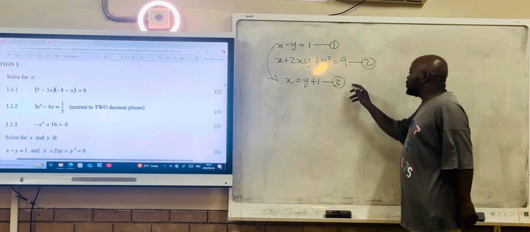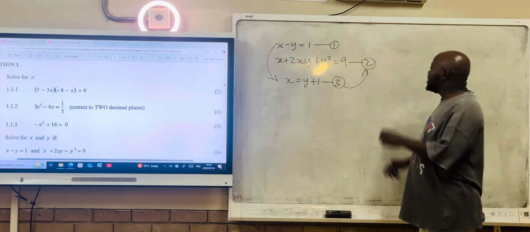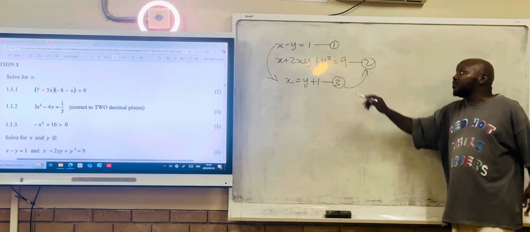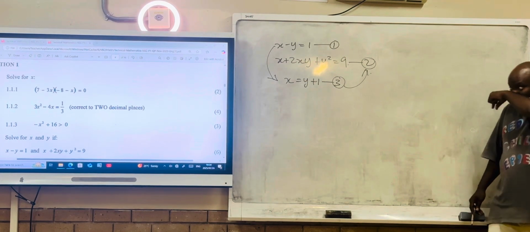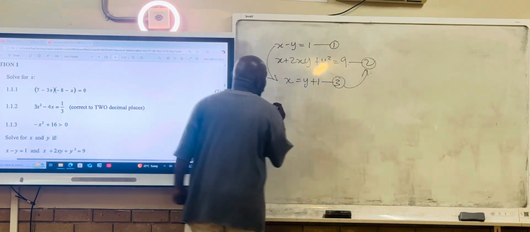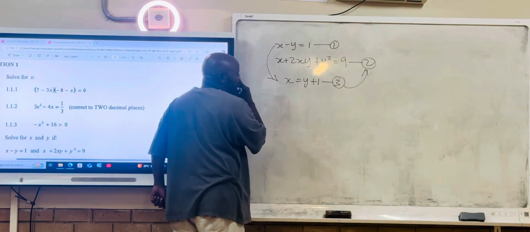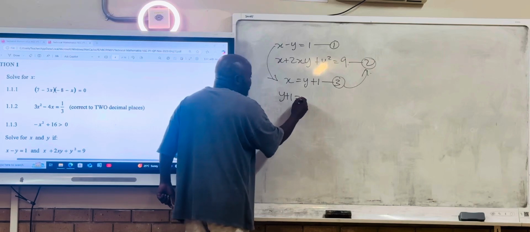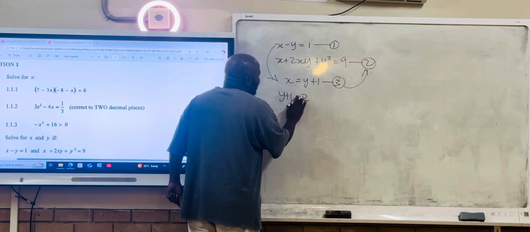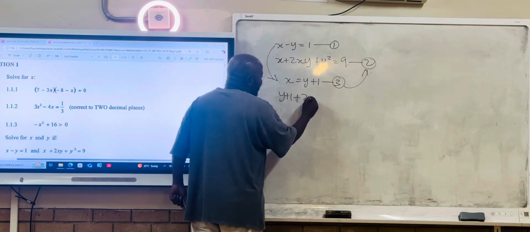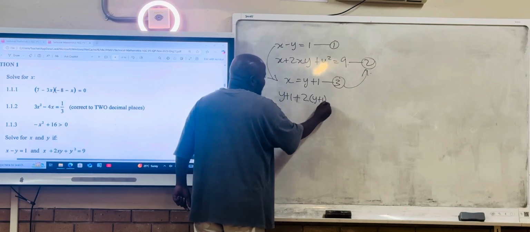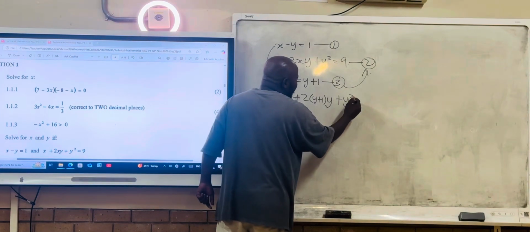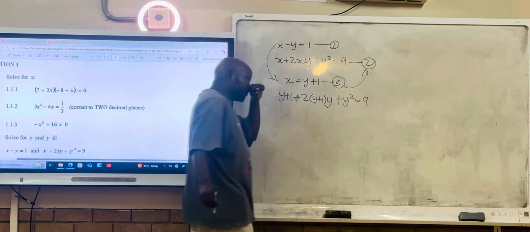Now what are we doing? We are taking equation number 3 to equation number 2, because we didn't use equation number 2 to formulate equation number 3. Where we see x, we substitute with y plus 1, so that (y plus 1) squared plus 2xy plus y squared minus 9 is equal to 0.